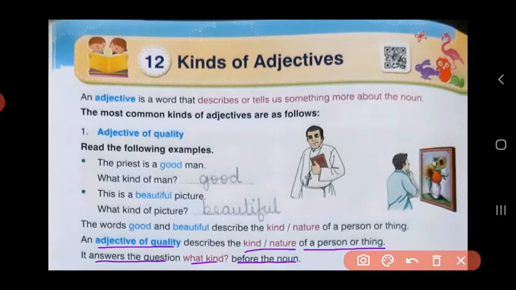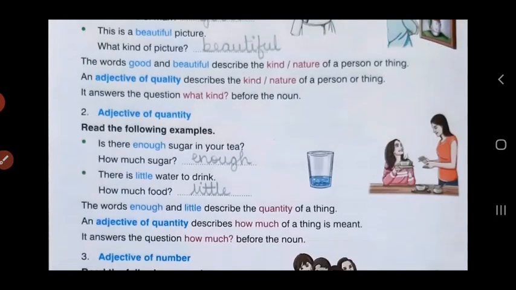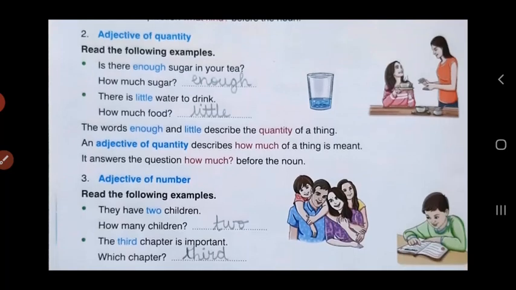So children, whenever you have a describing word that is describing the nature of the noun, we call it adjective of quality. And remember to ask the question, what kind, before the noun. This was the first type. Now let's look at the second type, which is called adjective of quantity. Quantity means amount.